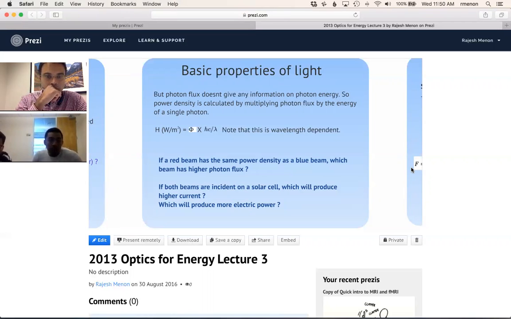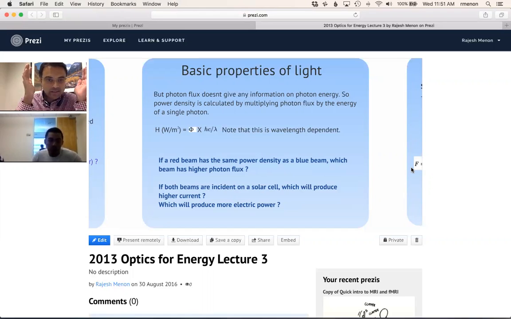If you have a higher flux, then the current is flux multiplied by the area. That's the current. That's correct. Exactly. So the one that has higher photon flux will have higher current. So in this example, which is it? Red. Exactly. So think about it this way.